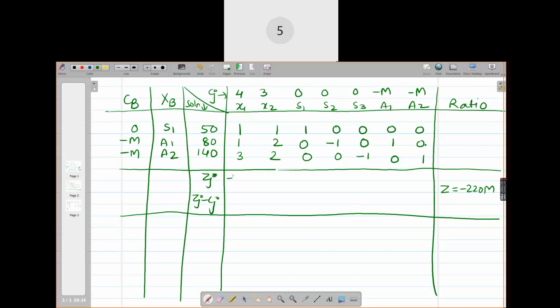Minus 4m. Minus m again. 0. 0. M. M. M. Minus m minus m. So minus 4m minus 4. Minus 4m minus 3. 0. M. 0, 0. So the variables which are part of the solution. That'll be minus 2m minus. No, ma'am. Yes.